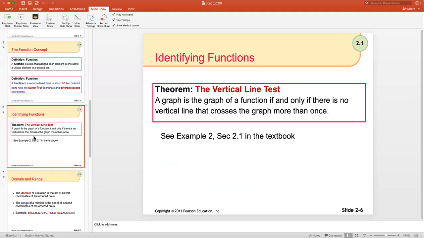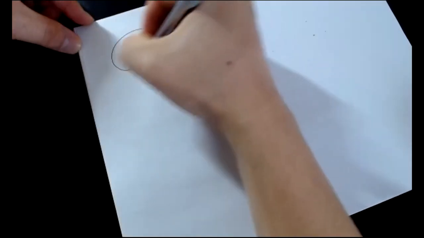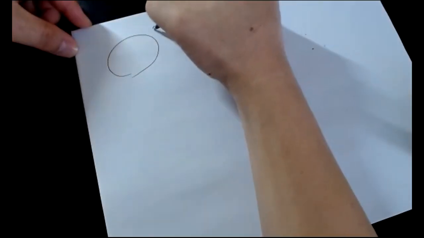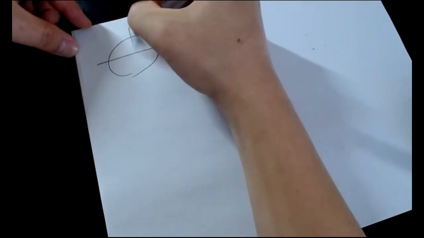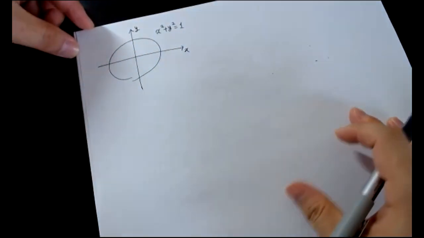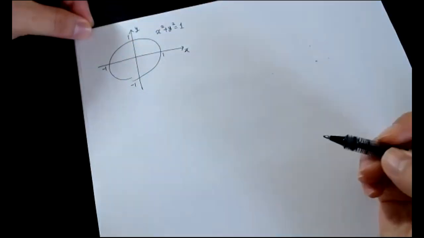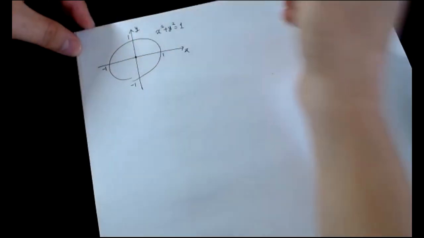Now, vertical line test. Okay, so let's look at this. What's the vertical line test? I'm going to explain in my scratch paper. So back to the equation of the circle: x squared plus y squared is equal to 1. Here is the x-axis and here is the y-axis. So this is 1 and -1, and -1, 1, right? The center point is (0, 0) and the radius is 1, right?